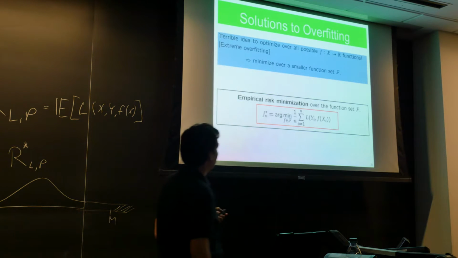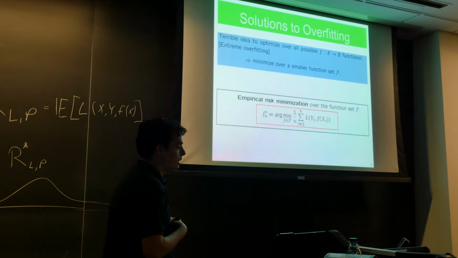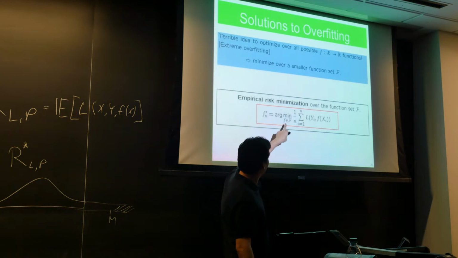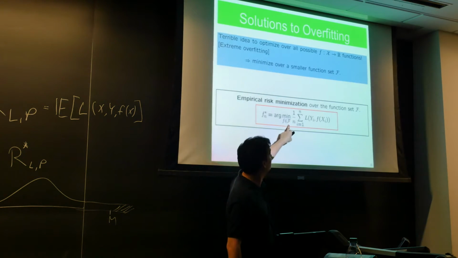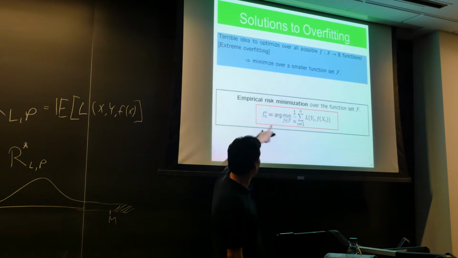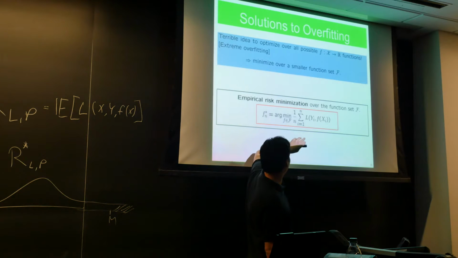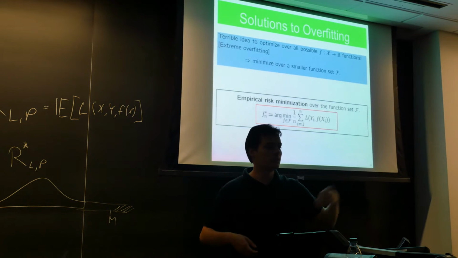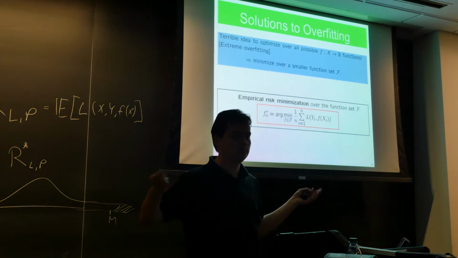So to avoid this, instead of minimizing over all possible functions, from now on in empirical risk minimization, we will minimize over just a predefined function set, which I denote with calligraphic F. So that's the empirical risk minimization problem. Find f_n star, where we just minimize over functions in a function class F.